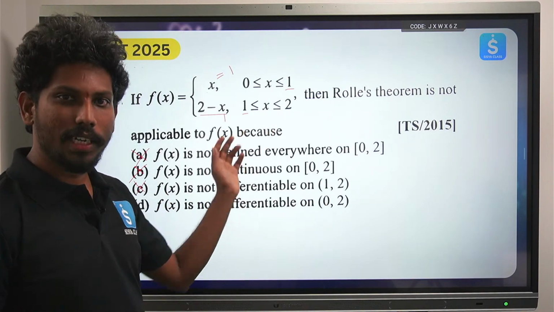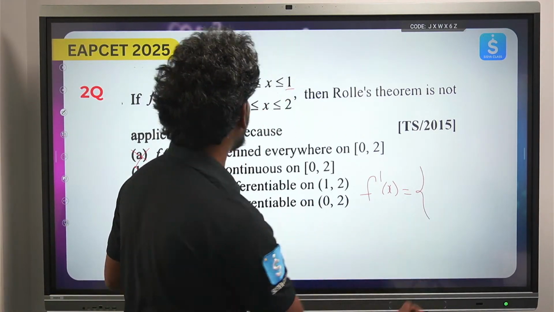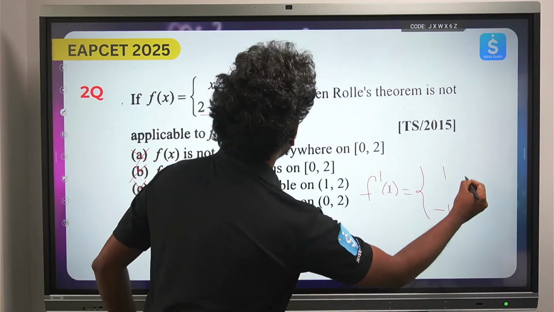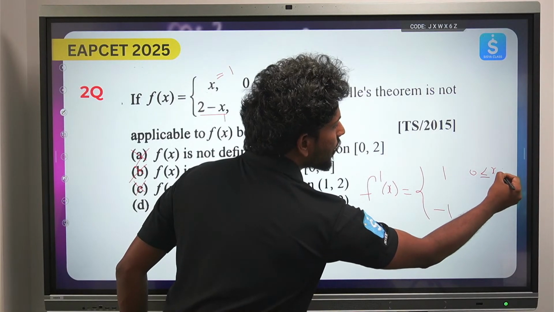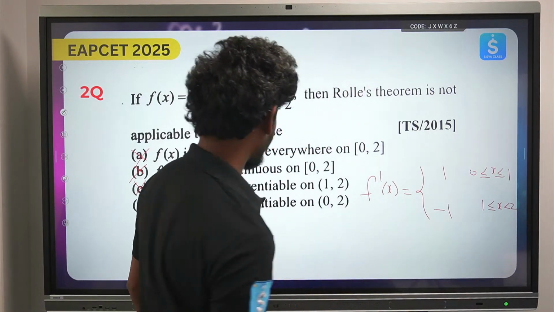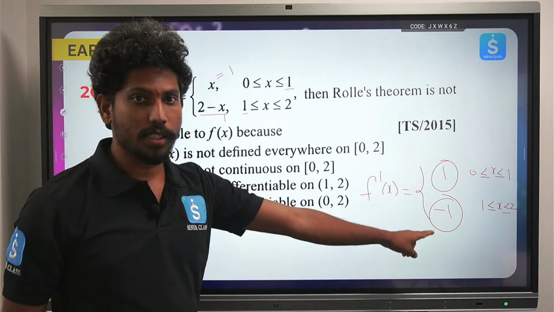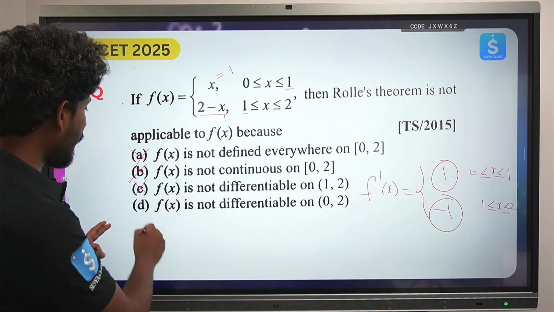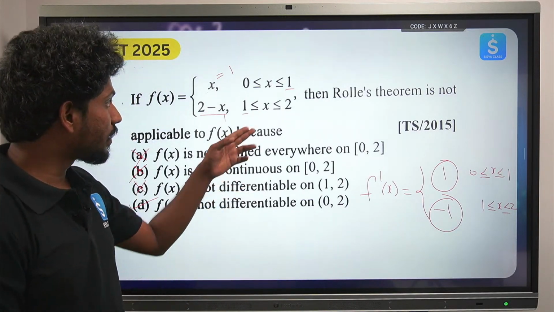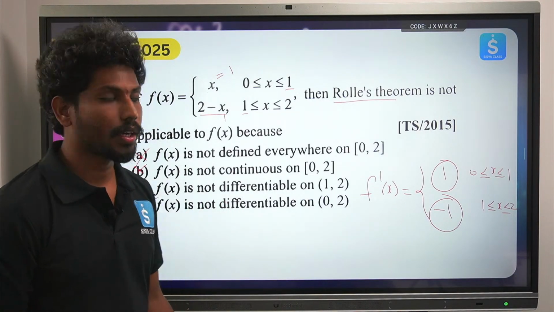But let's still have a debate about this. Here f dash of x equals, differentiate as per the trick I told yesterday. Differentiating here, what value do we get? 1. Differentiating here, we get -1. So for 0 less than x less than 1 and for 1 less than x less than 2, here the value is 1 and here the value is -1. Do you think these two values are one and the same? No. Hence I can say it is not differentiable. So this function fails to satisfy Rolle's theorem because it doesn't satisfy the differentiability condition. Okay, right.